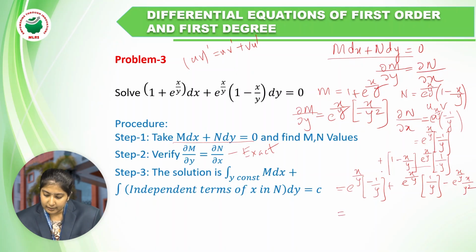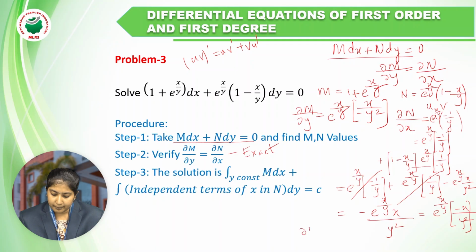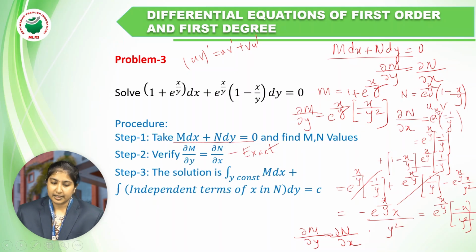So if you see, minus plus gets cancelled. So what is remaining? e power x by y into x by y square. I think you can even write it like this, e power x by y into minus x by y square. Hence what we got, dou M by dou y is equal to dou N by dou x. So which means that our exactness condition is being satisfied for the given problem.